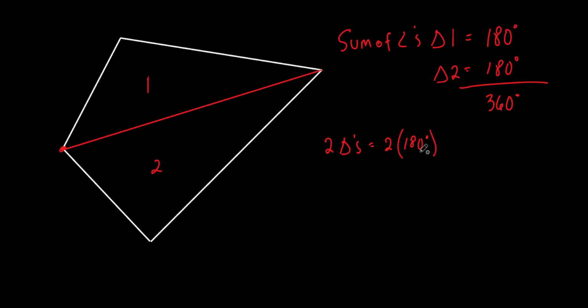180. Because each triangle is 180, right? 2 triangles would be 2 times 180. What if I had 3 triangles? It'd be what? 3 times 180. What if I had 10 triangles? 10 times 180. You with me? Okay.